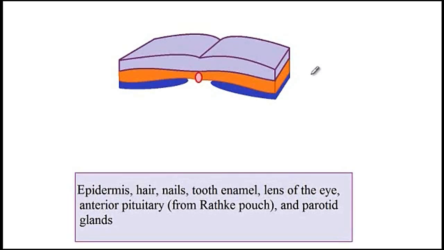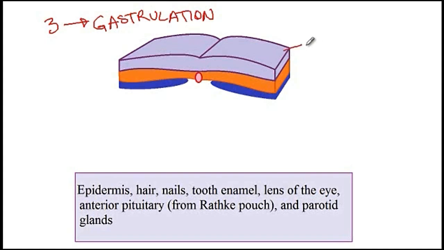This video is going to cover adult derivatives of different embryonic structures. So at 3 weeks gestation, the embryo will undergo gastrulation, and by that, it will form a trilaminar embryonic disc, which has 3 layers composed of ectoderm, mesoderm, and endoderm.